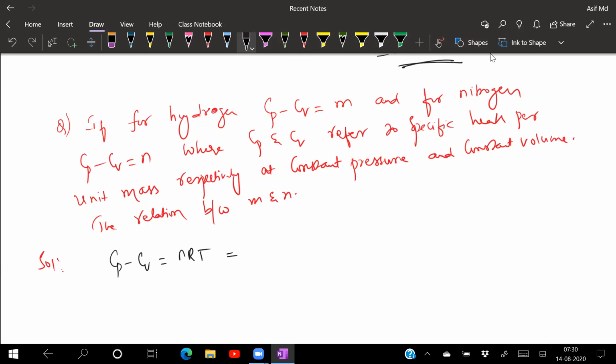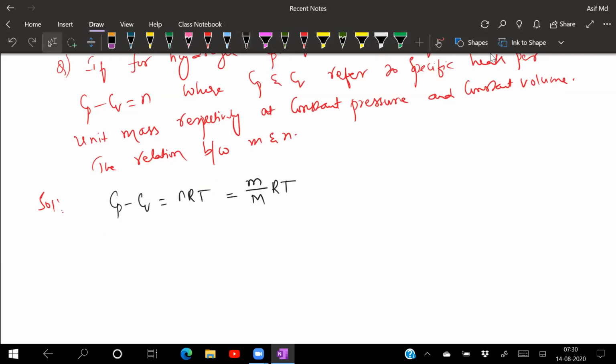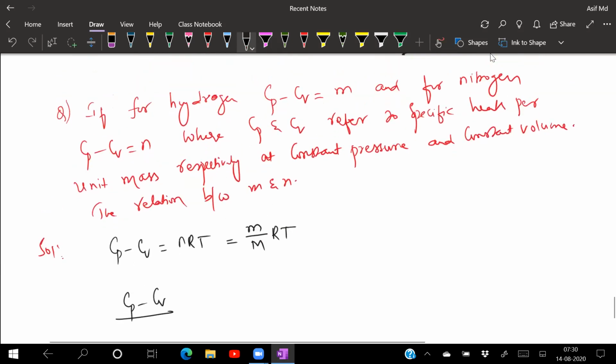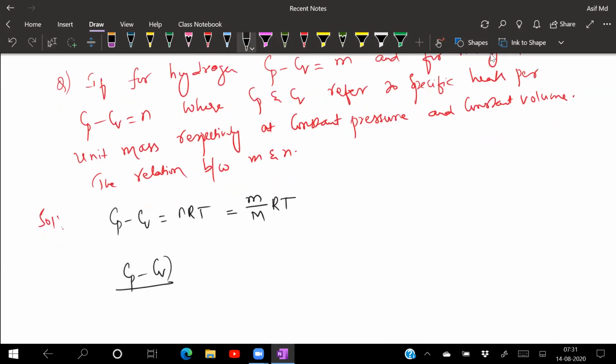Number of moles is written as mass divided by molar mass. So this is our given condition. Now write that one in terms of this one. Cp minus Cv for hydrogen divided by Cp minus Cv for nitrogen.